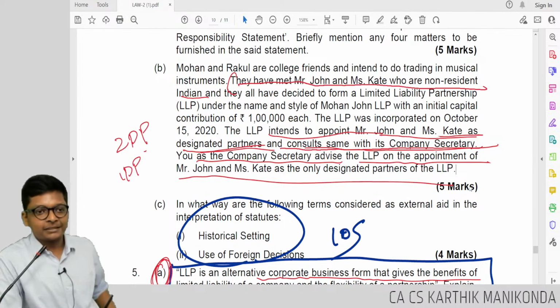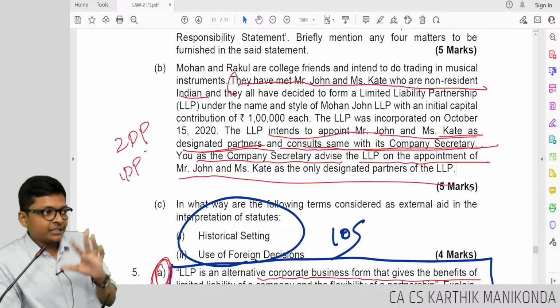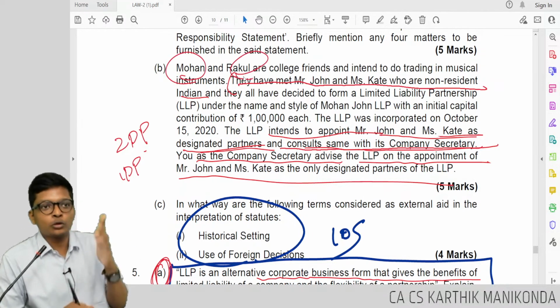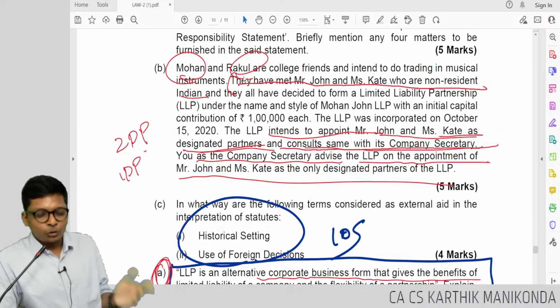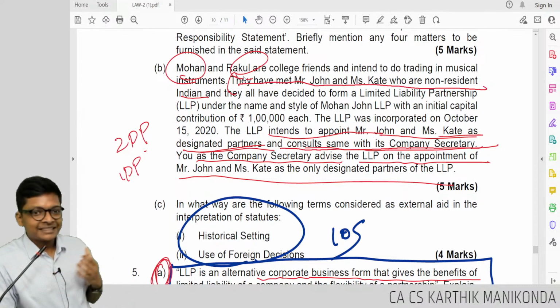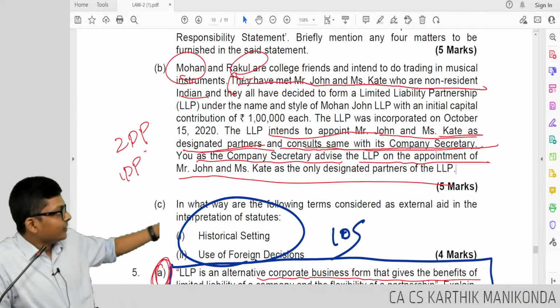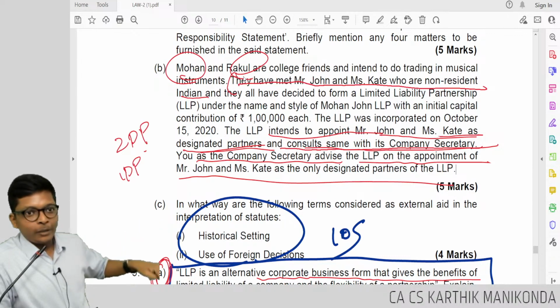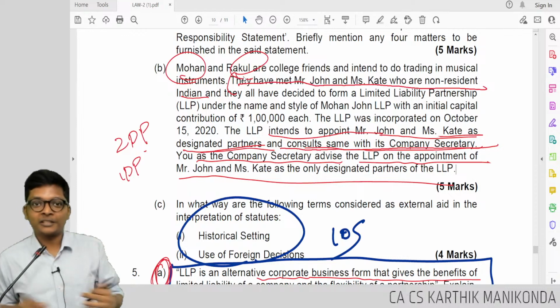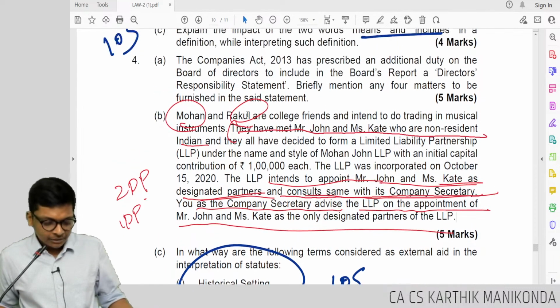Can I appoint them, guys? No. Either one is fine, but the other should be either Mohan or Rahul. Are you following, guys? Clear? How many marks? 5 marks came here, and 1 more 5 marks we saw there. 10 marks. I am still yet to teach you the new concepts of LLP in Inter. 10 marks over.